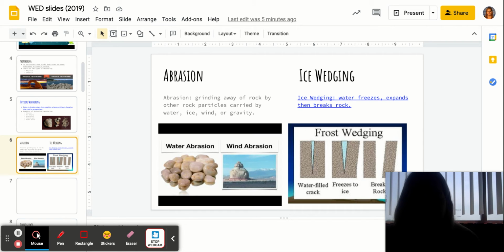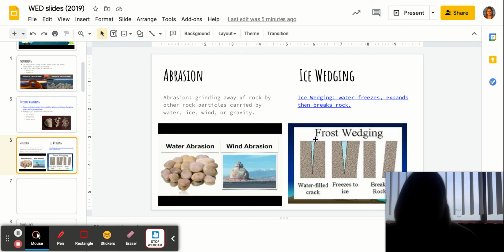So, abrasion is grinding away of rock by other rock particles carried by water, ice, wind, or gravity. You can choose one of these pictures to draw it. Ice wedging is when the water freezes in a rock and then expands and then breaks the rock.